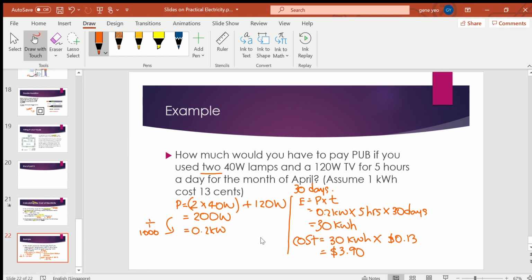Okay, so this ends the lesson on practical electricity. What I've also done is that I've uploaded a series of videos on how to solve a worksheet. Now this worksheet is also up on SLS. Please go and work the worksheet along while you're watching the video on how to solve the problems.